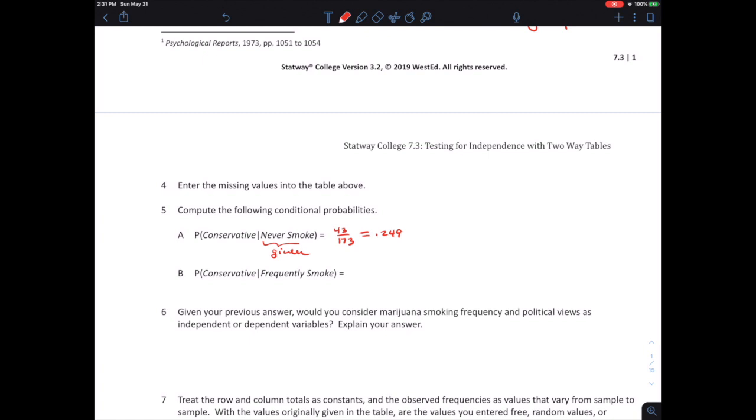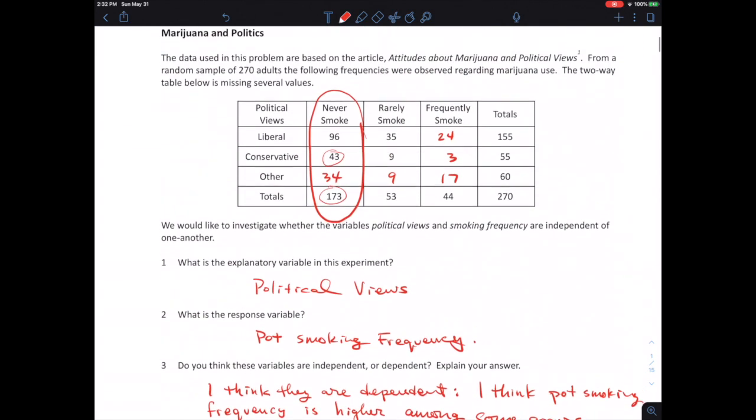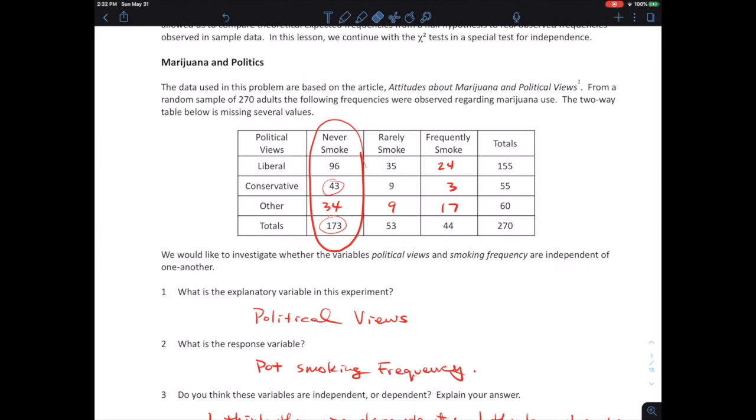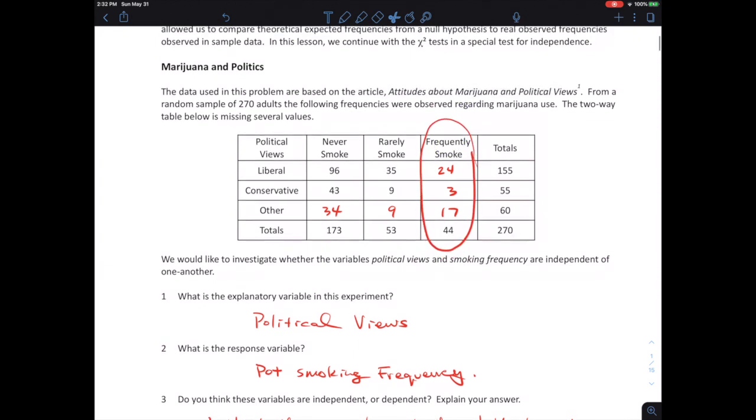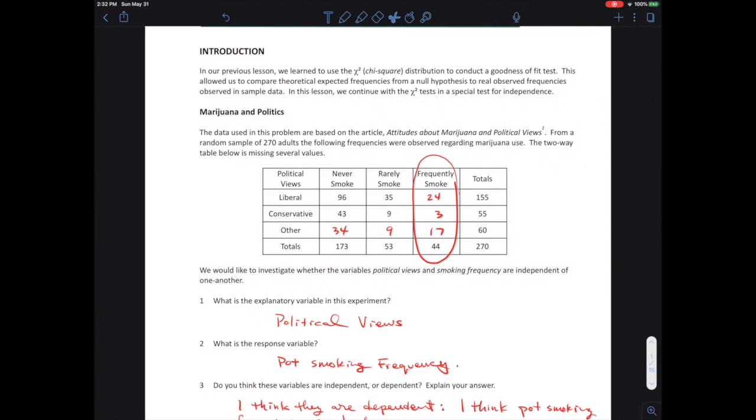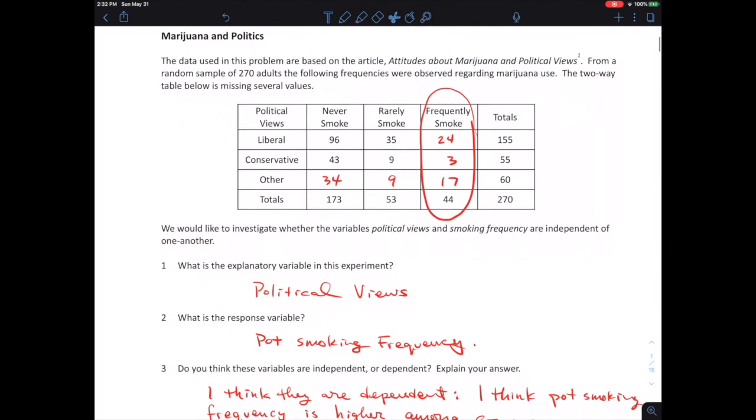Okay, the next one also has a given. It's the probability of being conservative with a different given. You're in the frequently smoke category. So when we look at the data table, it's different people now. Okay, we're looking way down here at the frequent smokers. Now, the probability of being conservative is just 3 out of 44 based on this. 3 conservatives out of 44 altogether.